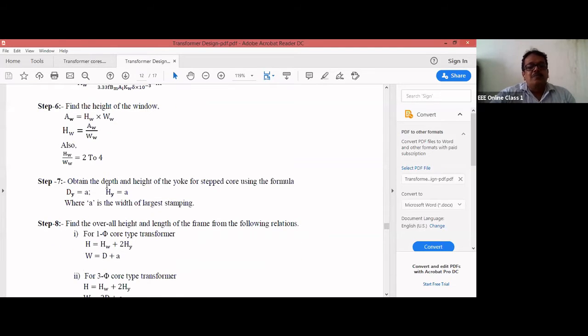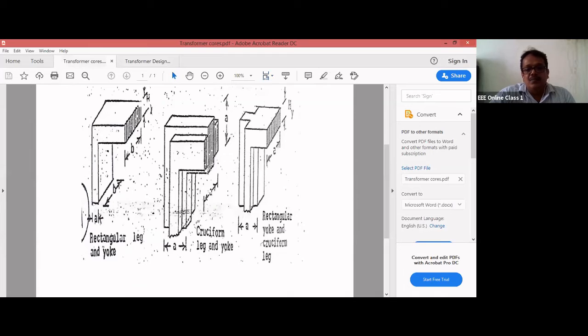Okay. Obtain the depth and the height of the yoke for the stepped core. For a 2-stepped core, dy, the depth of the yoke, is equal to A. If I go here, 2-stepped core, depth of the yoke.